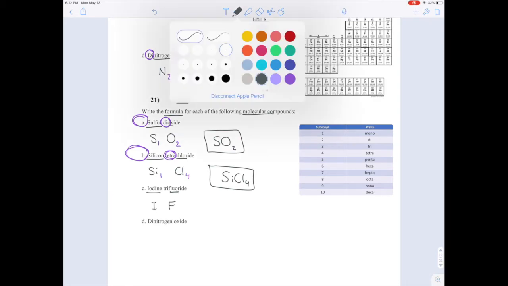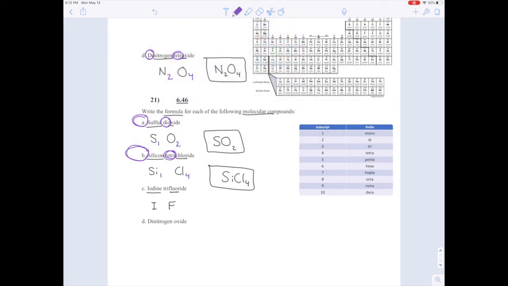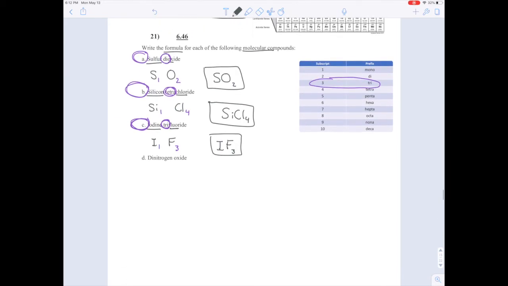Now, let's think about the prefixes and what that tells us about the subscripts. The prefix in front of iodine, there is none. And so that means that you only have 1 of them. When you don't have a prefix in front of the first element, you only have 1. The prefix in front of fluorine is tri, and that means that at the bottom right of fluorine, we're going to have a subscript of 3. So putting all of that together, the chemical formula will be IF3. That's iodine trifluoride.